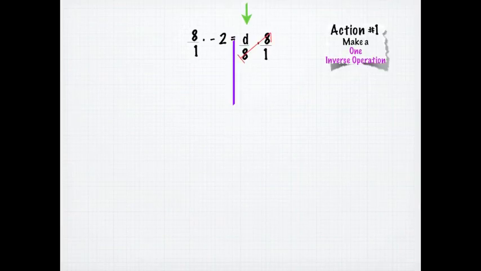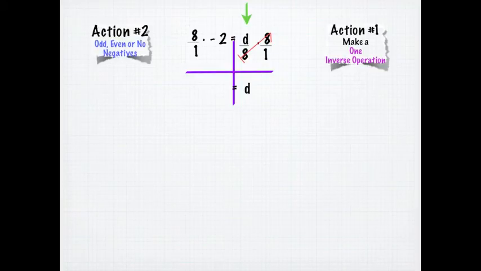Next, I draw a simplify line, and I bring down the d, which is left over and now by itself. Last, I do the second action item. I see I have an odd number of negatives, so 8 times a negative 2 equals a negative 16. So d equals negative 16.